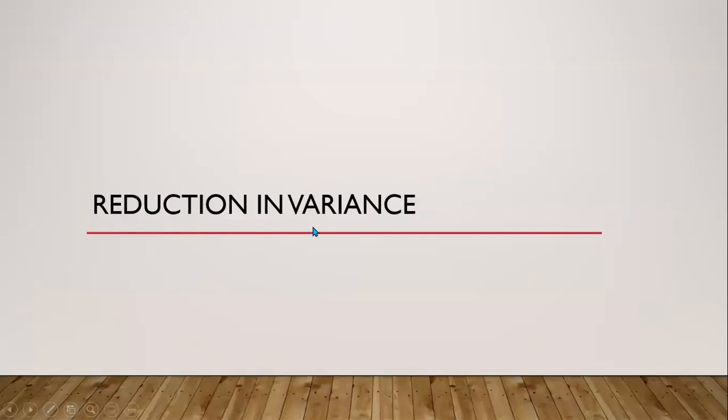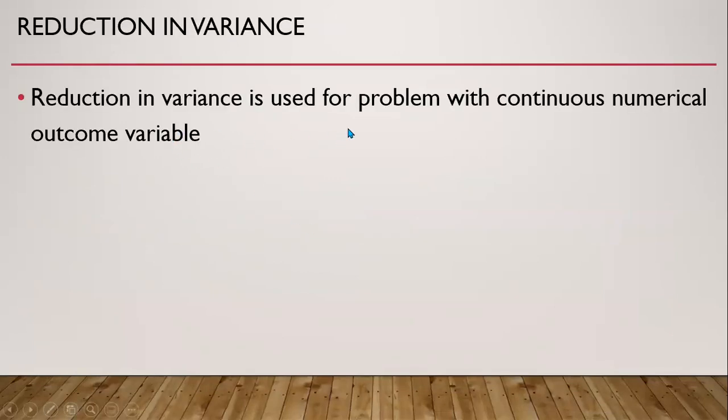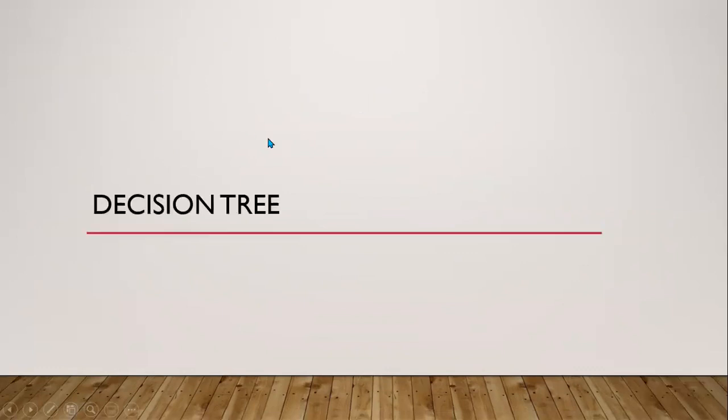Then finally, reduction in variance. Reduction in variance is used for problems with a continuous numerical outcome variable. In our previous examples, the outcome variable was categorical. But if we have an outcome variable which is numerical and continuous, then we need to use the reduction in variance method to make a decision tree.